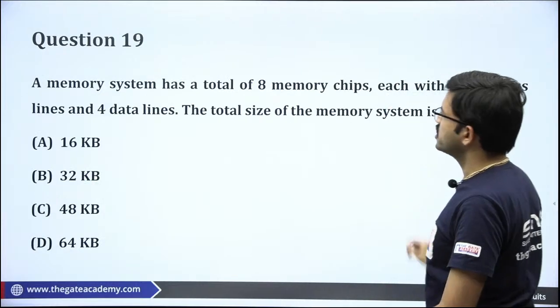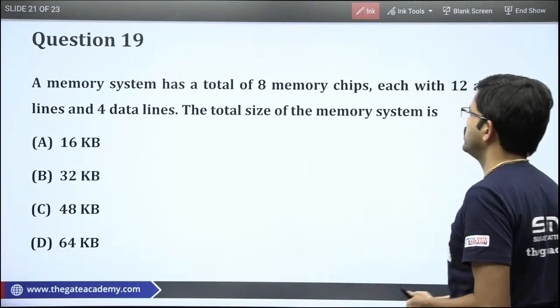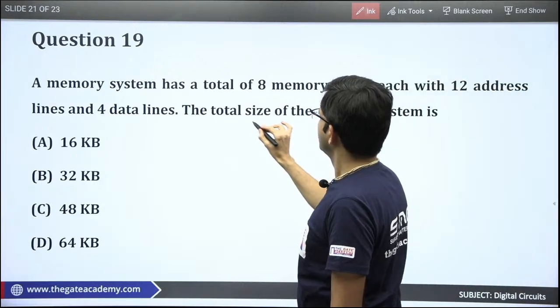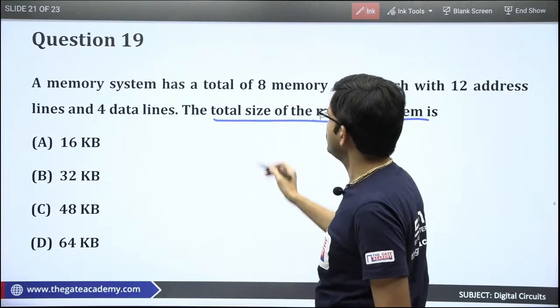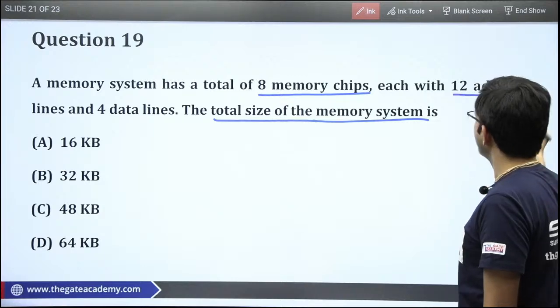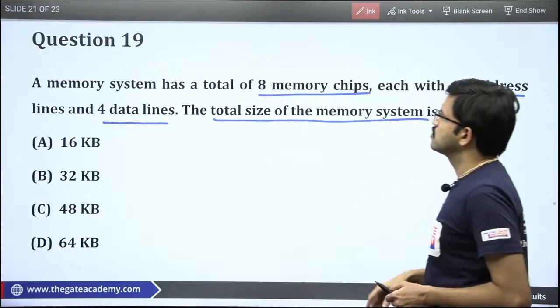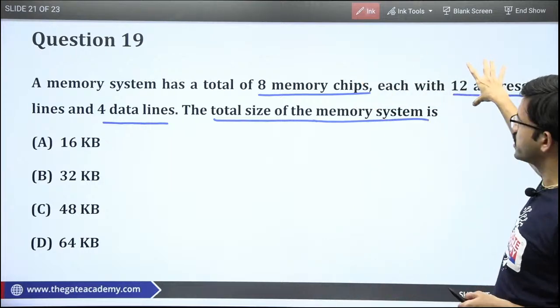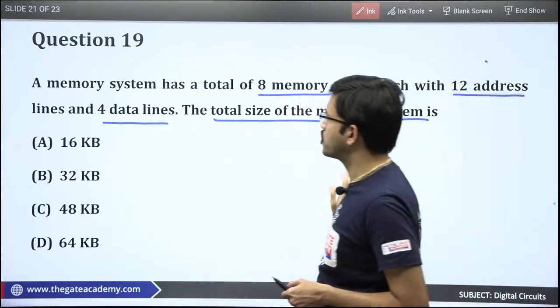Yeah, this is the question related to microprocessor interfacing. Here they are asking total size of the memory system. Here you are having 8 memory chips. Each memory chip is having 12 address lines and 4 data lines. Like that you are having 8 memory chips. So what is the overall capacity?